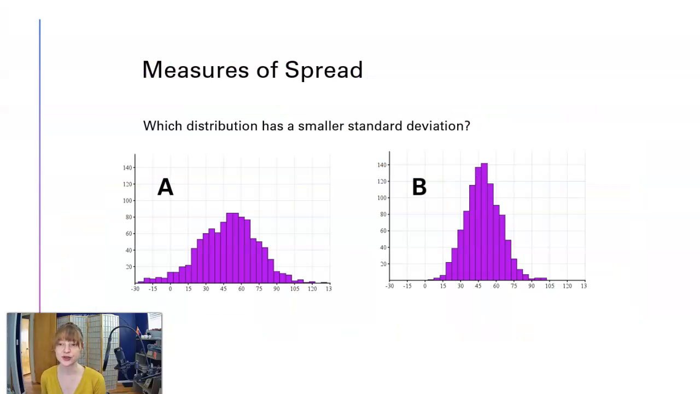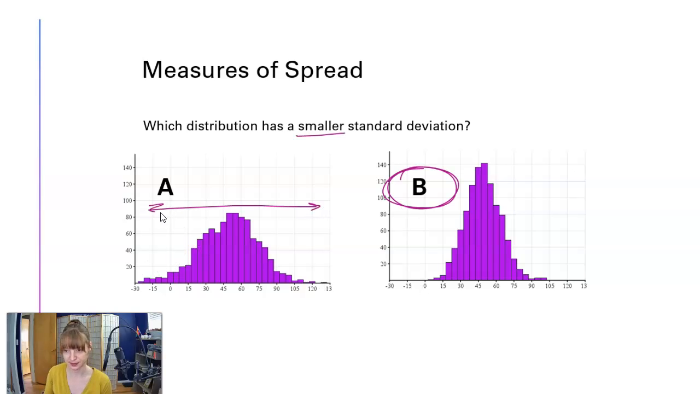So which distribution has a smaller standard deviation here? Be sure to pay attention to the question. Which one has a smaller standard deviation? Well, smaller standard deviation means less spread out. So this one's going to be B, because you can see A is more spread out, and B is only spread out to about there. B is less spread out, so it has a smaller standard deviation.